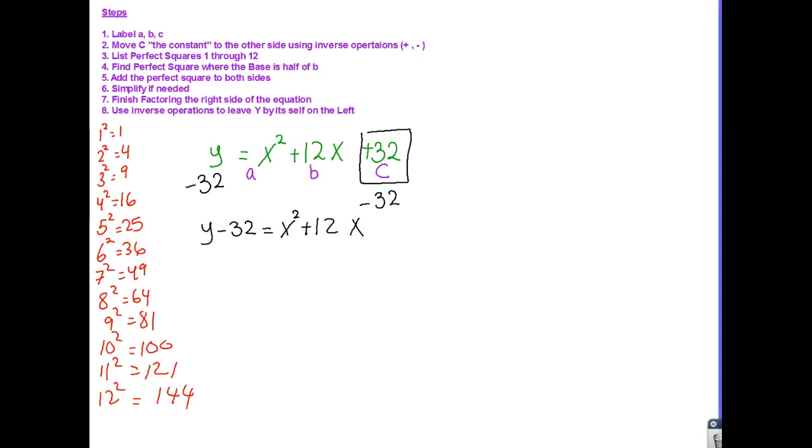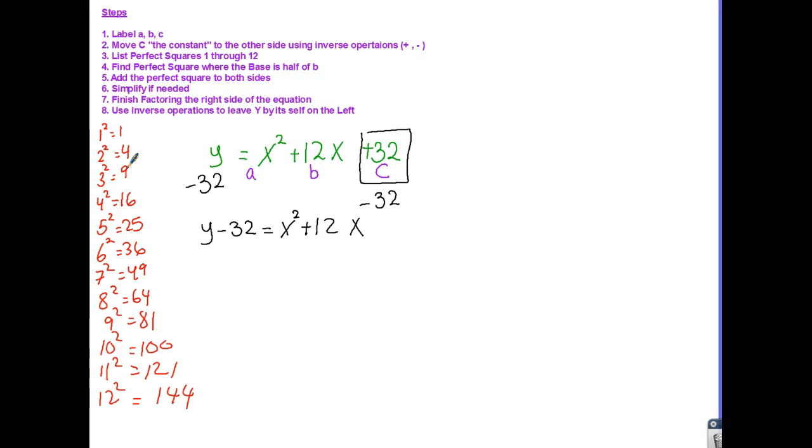Step 3 says list perfect squares 1 through 12. I need everybody to be able to list them on your quizzes and tests until I feel like you're perfect at it and you can do it from your head, then I will let you. Some people are not. It's easier to list them so you can see them better.